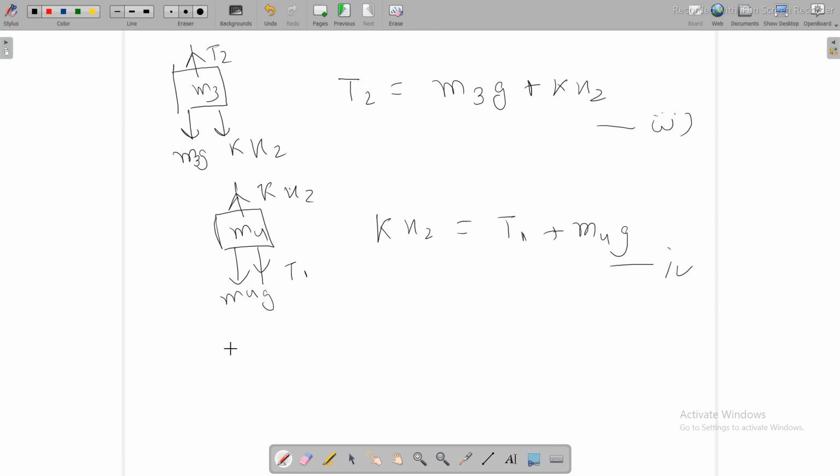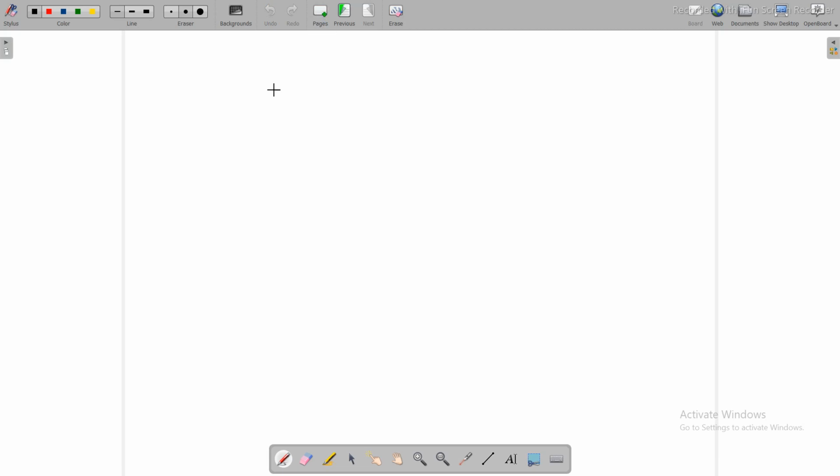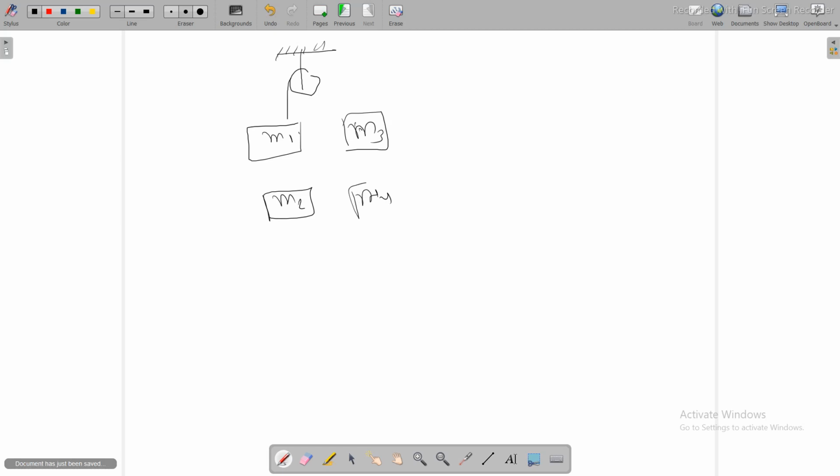Now as soon as this string which is joined with mass m4, m1, m2, m3, m4.